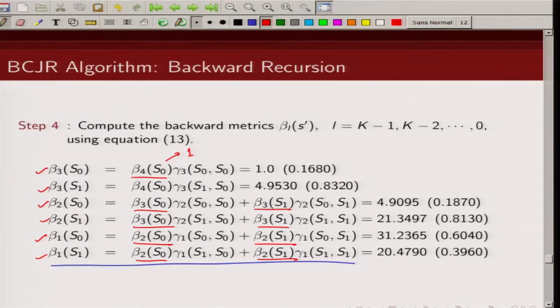So, now what do we have? We have the values of alphas, we have the values of betas, and we have the branch metrics gammas. Next step, we need to compute the APP value. And what is the APP value?